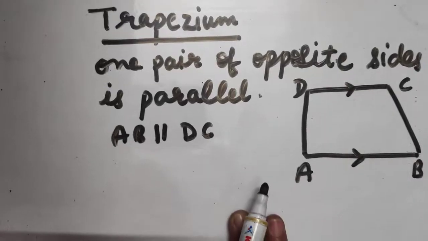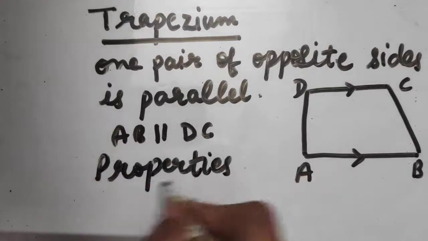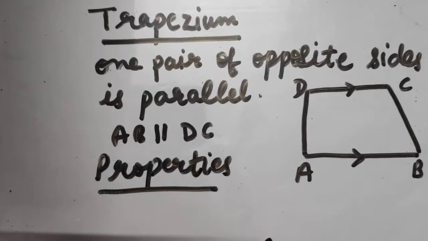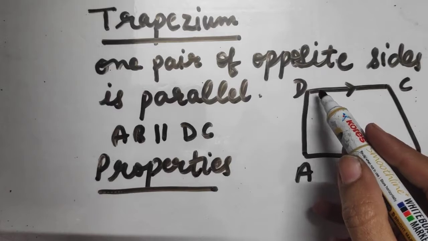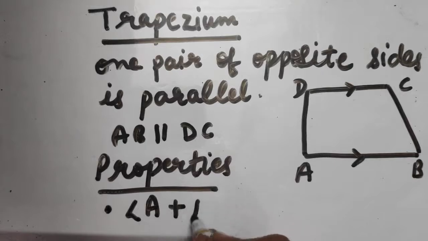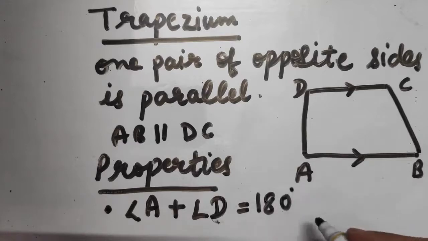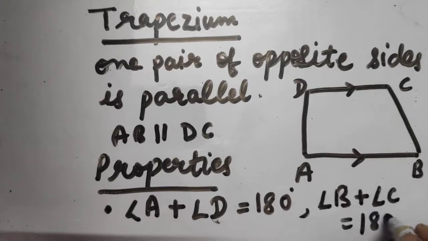Now let us talk about the properties of a trapezium. Now in this diagram, angle A plus angle D is equal to 180 degrees, and angle B plus angle C is equal to 180 degrees. So these are the properties of a trapezium.